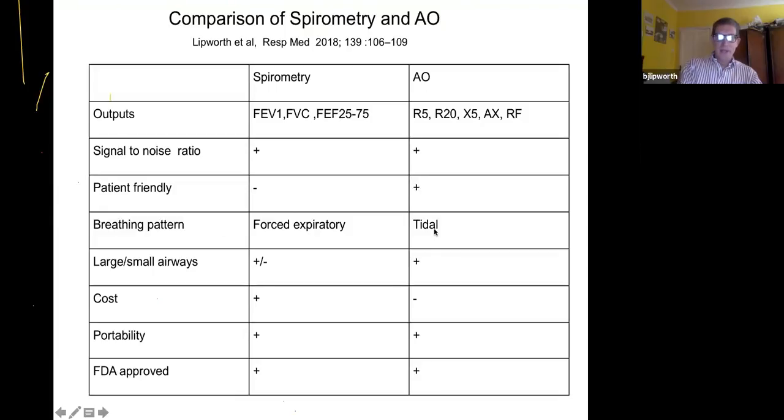The breathing pattern in oscillometry is measured at tidal, normal quiet breathing, whereas spirometry is a forced expiratory maneuver. Now, how many patients do you see normally in everyday life doing a forced expiratory maneuver, whereas everyone breathes normally at tidal volume? You can distinguish between large and small airways very easily with airway oscillometry, but it's much more difficult to do with spirometry, even measuring FEF25-75. The one advantage that spirometry does have is it's relatively inexpensive in terms of the machine compared to airway oscillometry. They're both portable, at least the Tremoflo is portable, and they're both regulatory approved by the FDA.